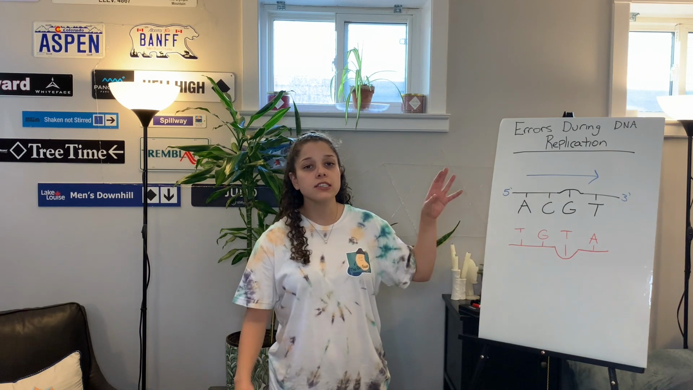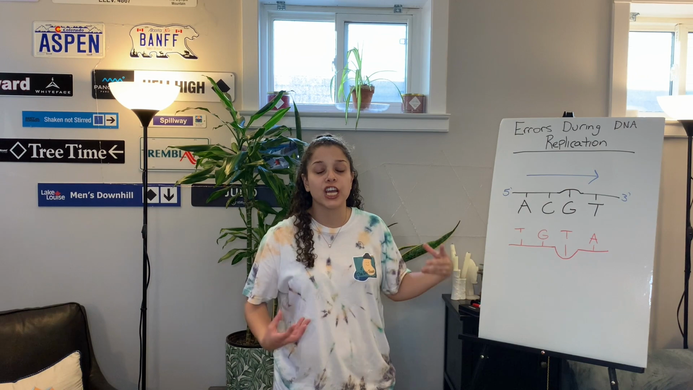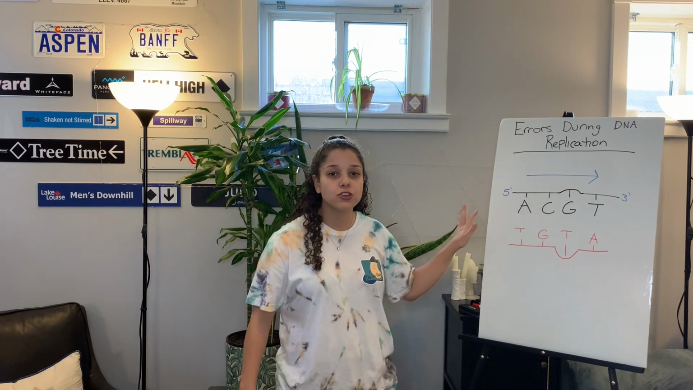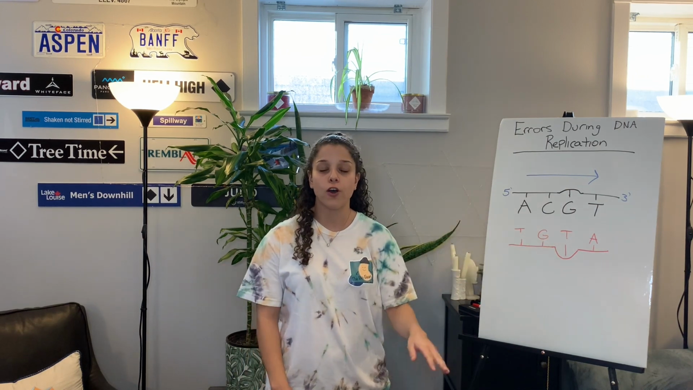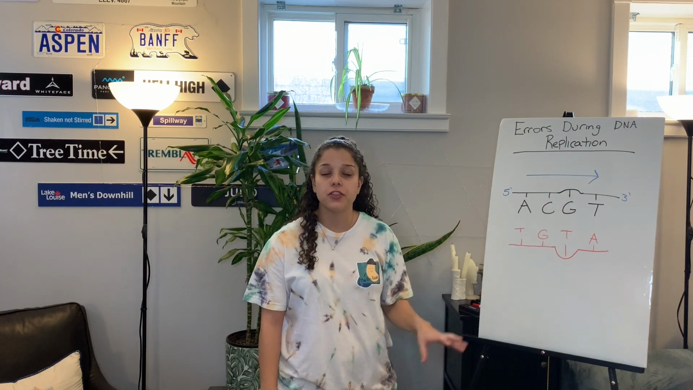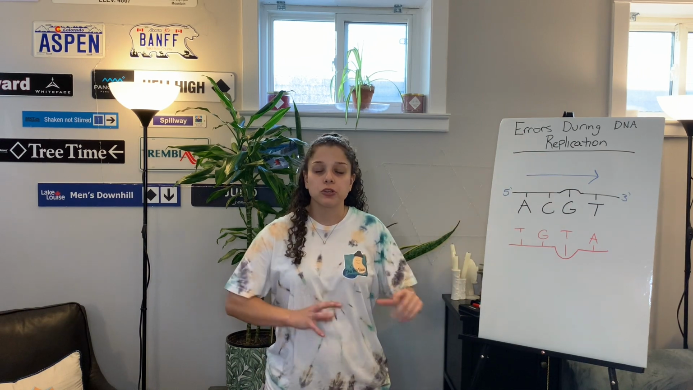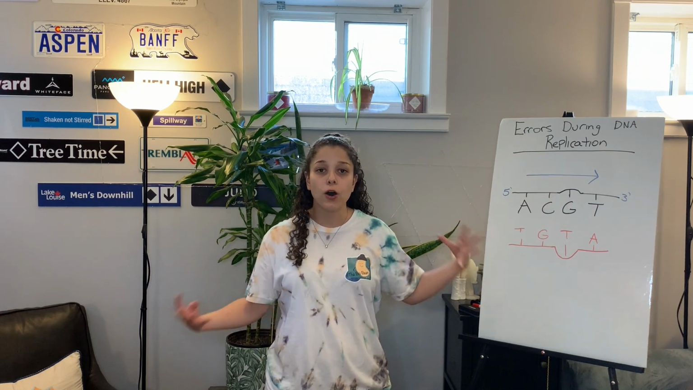Now, because they're not properly base paired, the hydrogen bonding is not matching up, and it's going to cause an actual bend in the phosphate backbone. It's going to be a noticeable bump within the DNA chain because the G and the T are not properly base pairing and they're causing that bulge.